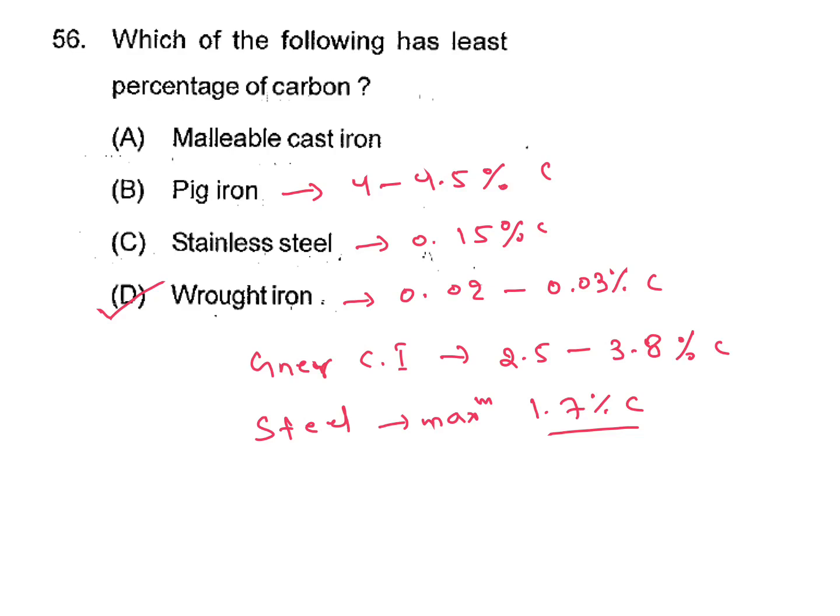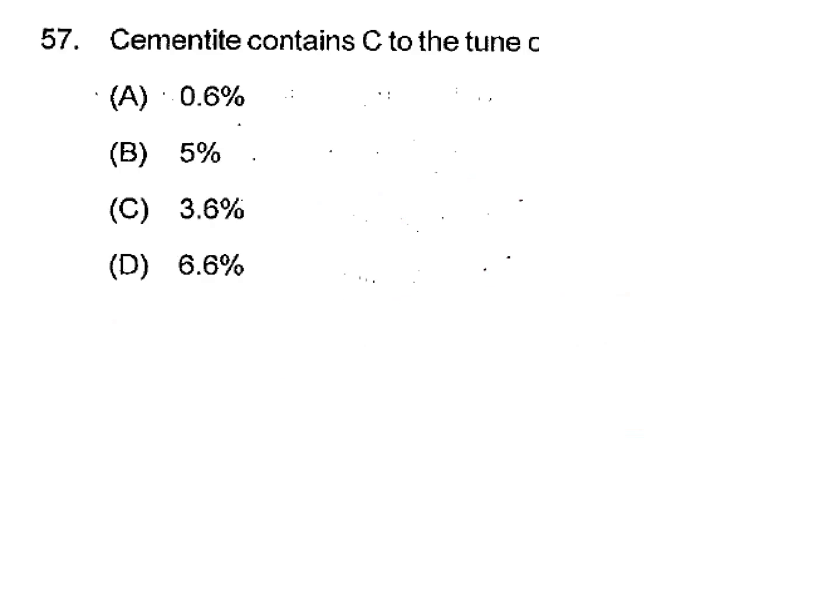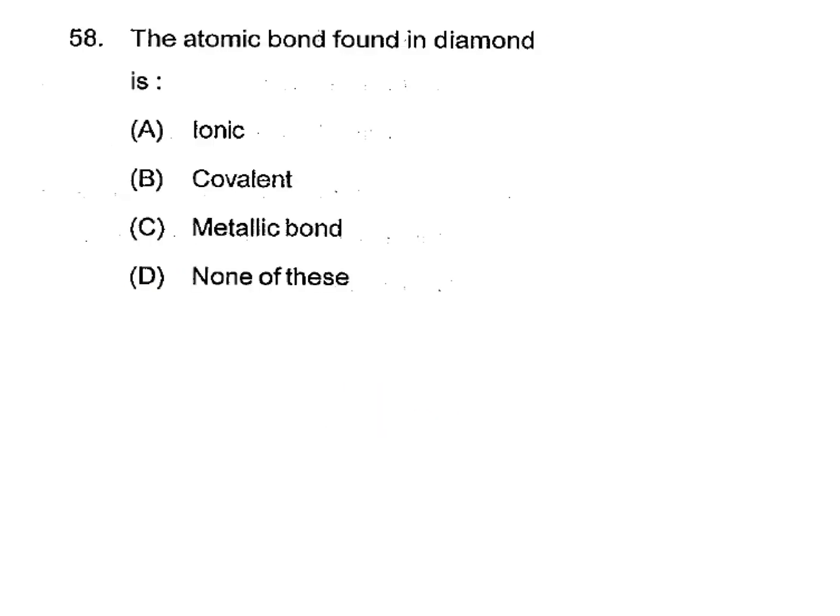Cementite contains carbon to the tune of 6.6%. Cementite contains maximum to the tune of 6.6% carbon. Cementite is Fe3C. The atomic bond found in diamond is its covalent bond.